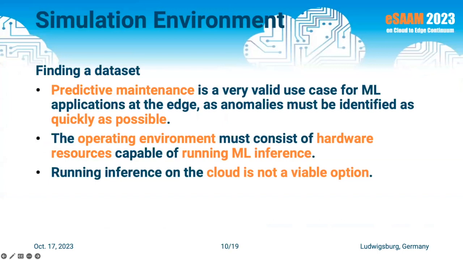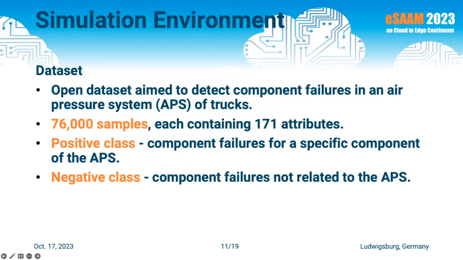To come up with a scenario, we first need to find a data set. When we're finding a data set, these are the things that we consider. We thought of using predictive maintenance because usually issues related to predictive maintenance need to be identified as quickly as possible. And whatever environment this is operating in, it needs to make sense that the hardware in this environment is capable of running machine learning inference. And of course, it wouldn't make sense if you could do the same thing on the cloud. So it needs to make sense in such a way that this solution runs on the edge. In the end, the data set we chose was this. It's an open data set to identify APS failures of Scania trucks. APS stands for air pressure systems of Scania trucks. And this is some additional information about the data set.